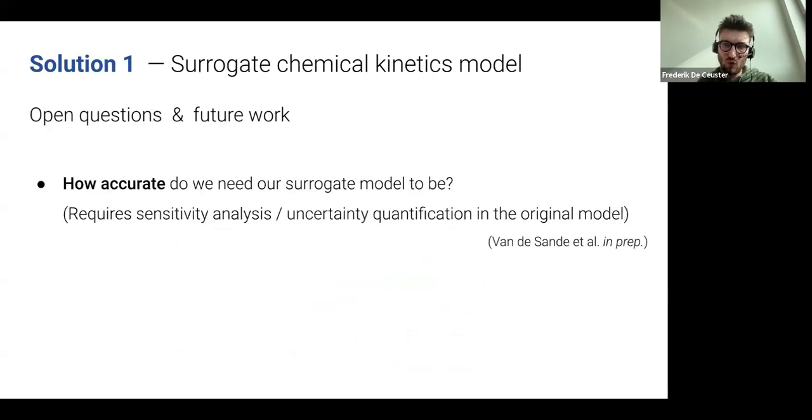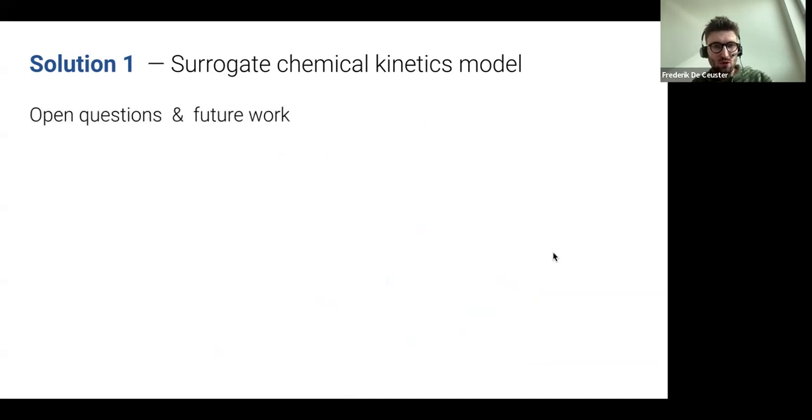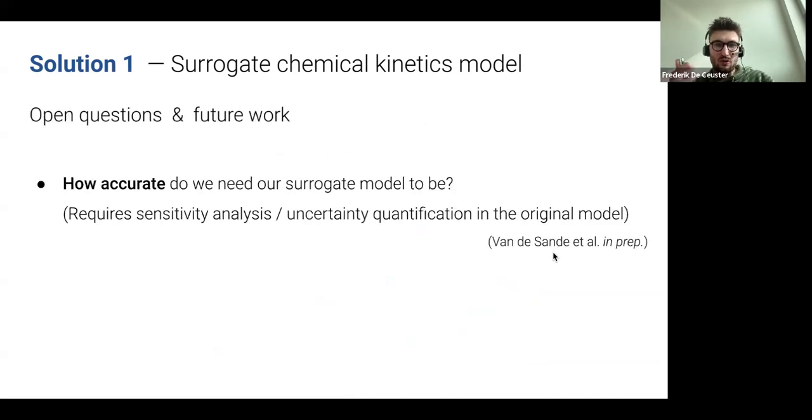Of course, there are still a few open questions now. First of all, how accurate do we need our surrogate model to be? As you can see, the lines don't overlap exactly, but we also know that there are large uncertainties on our original chemical kinetics model. But to know how accurate we need to be, we already need to know how accurate this original model is, and at the moment, we don't know that. So we need sensitivity analysis and an uncertainty quantification on the original model, which we are currently doing, together with our collaborators, Marie van der Zande.